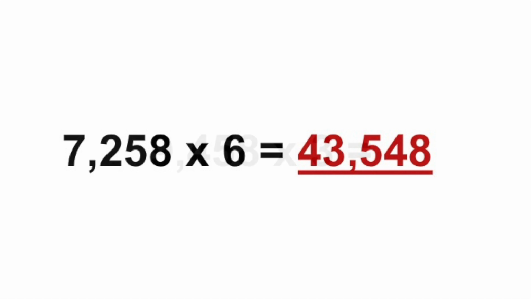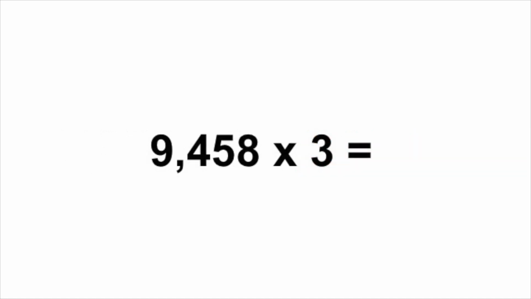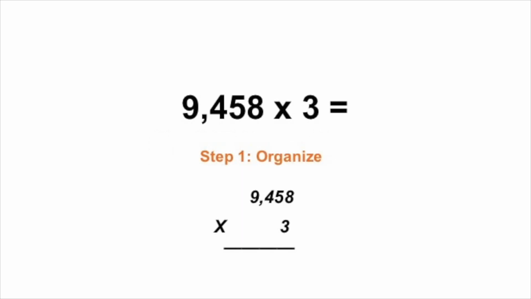Yes, let's do one more. So what's our number this time? 9,458 multiplied, or times, we can say times 3. Remember, guys, multiplied or times is the same. Both are correct. So first thing we need to do, organize. And then once we've got our table, we can begin to do the multiplication problems.